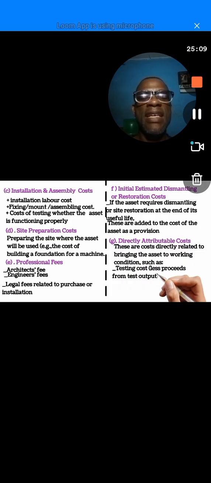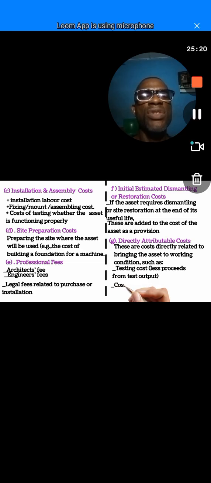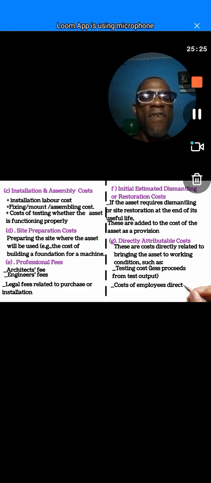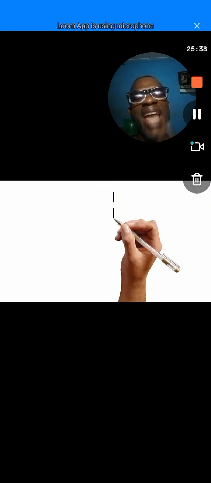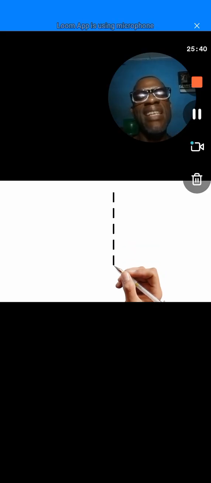That is to say, testing cost minus cost of output produced. Another element of the directly attributable cost is the cost of employees directly involved in installation. Only employees directly involved in the installation.